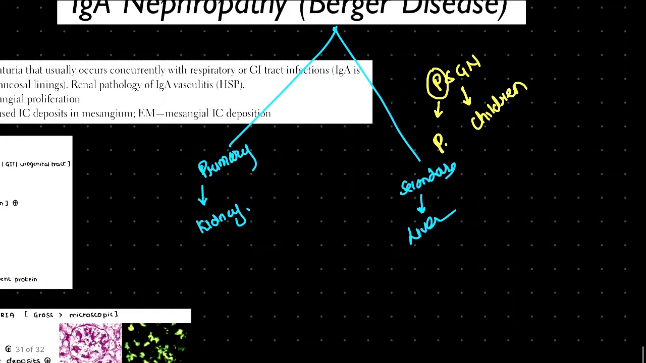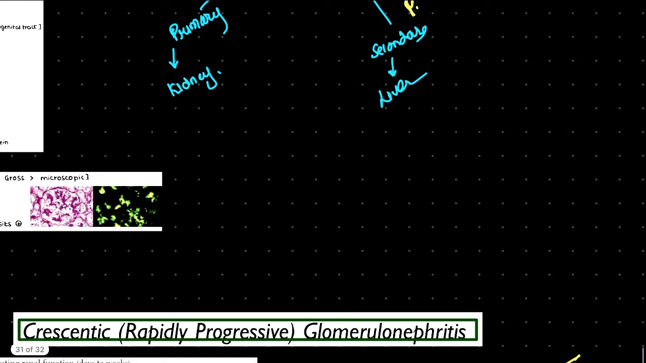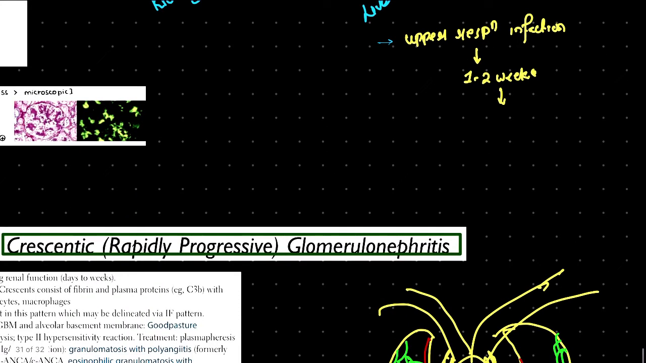Now, let us move forward. Initially, there will be an upper respiratory infection. After 1 to 2 weeks of the upper respiratory infection, there will be excessive immunoglobulin A. The immunoglobulin A level will be increased excessively in serum.